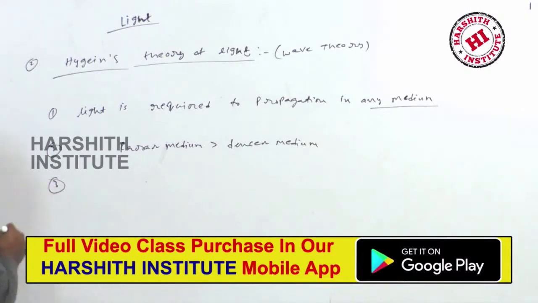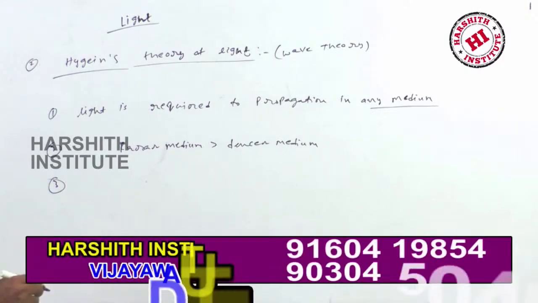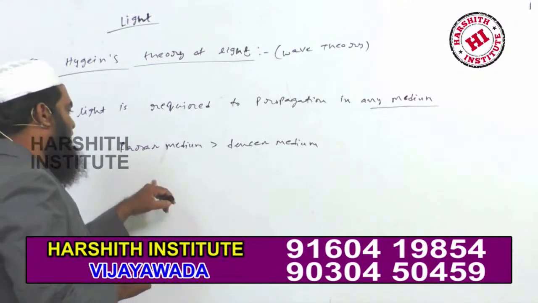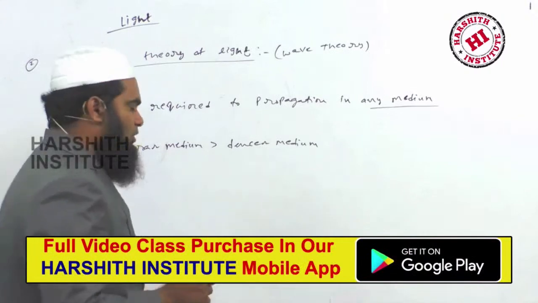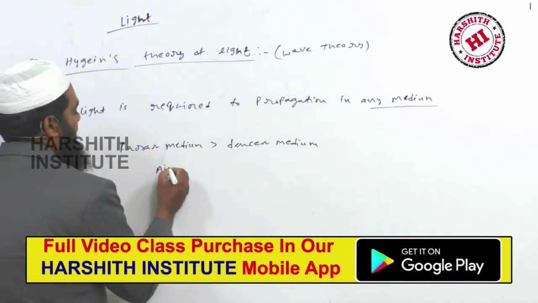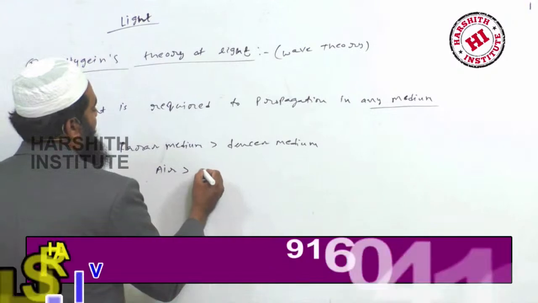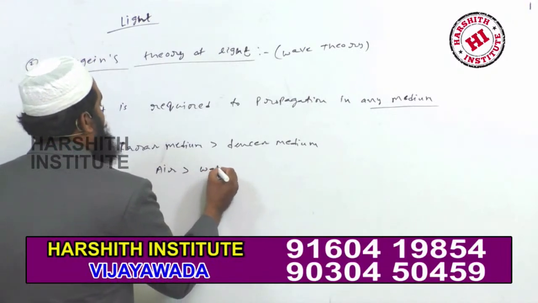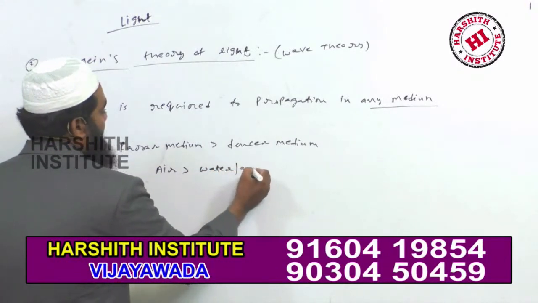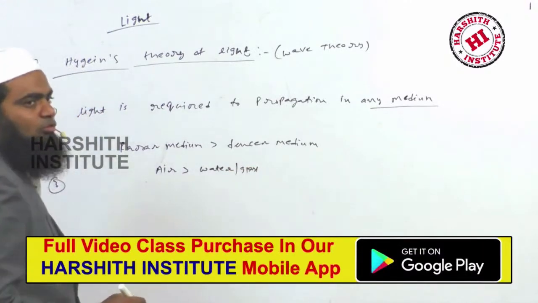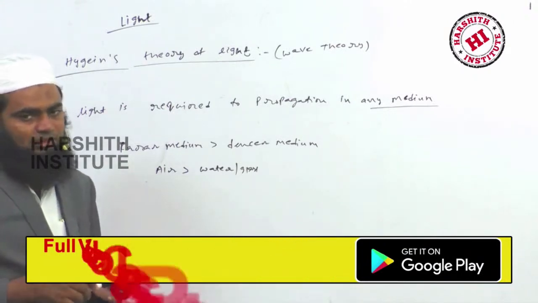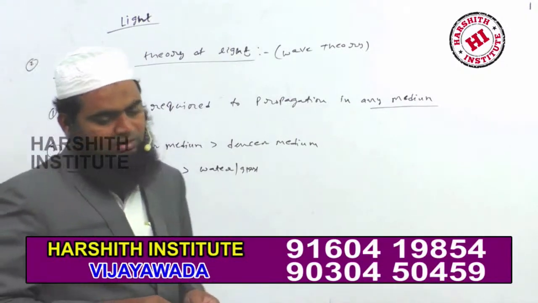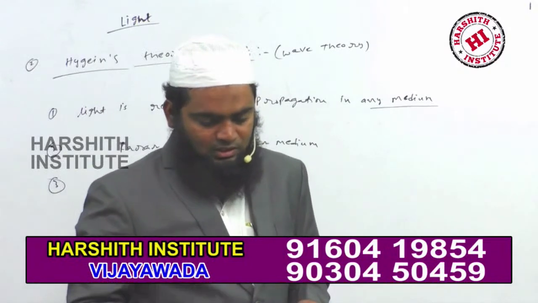The third postulate is given here. The first one is a rarer medium, the second one is a denser medium. So we require any medium for propagation. Here the rarer medium is more than the denser medium. Means the velocity of light in air is more than in water or glass. The velocity of light is more in air, less in water or glass. So this is the second condition.